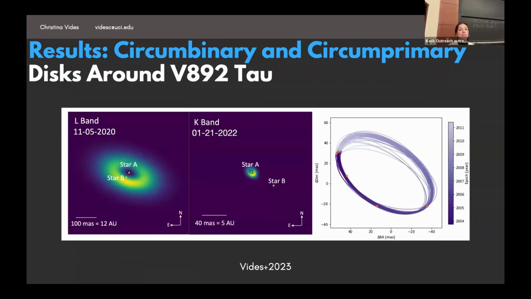We've also resolved the V892 Tau circumbinary disk. V892 Tau in previous literature has been shown to have a circumbinary disk with a major axis of about 26 AU. At L-band, we re-resolved that circumbinary disk, and we followed it up at K-band to try to disentangle disk features from the binary companion signal. And we newly resolved a circumprimary disk at K-band with a major axis of about 2 AU. We also use our astrometry and archival astrometry to update the orbit of the binary companion.